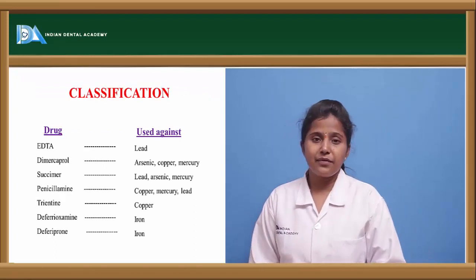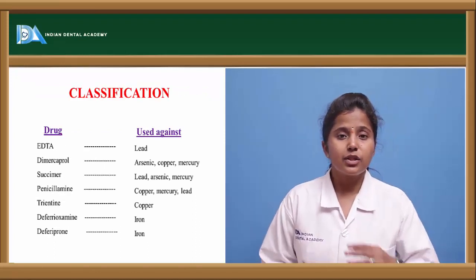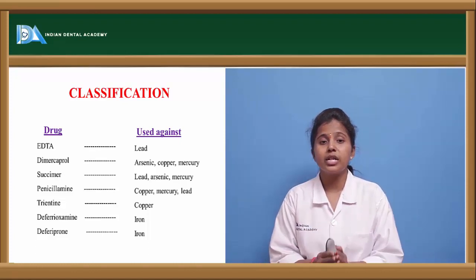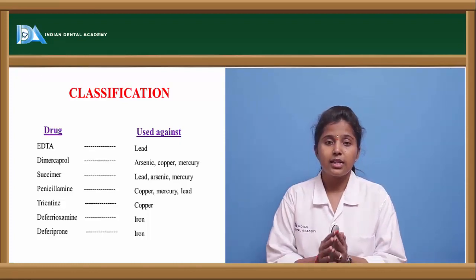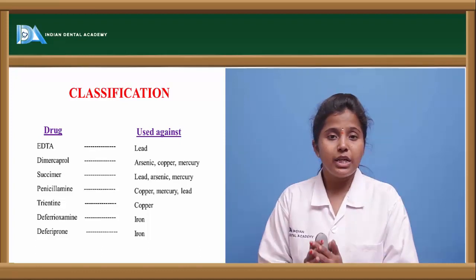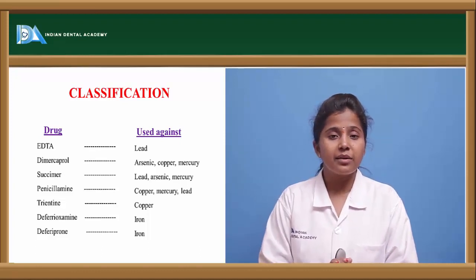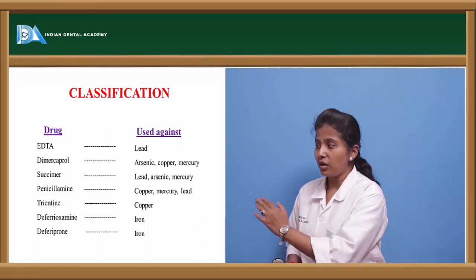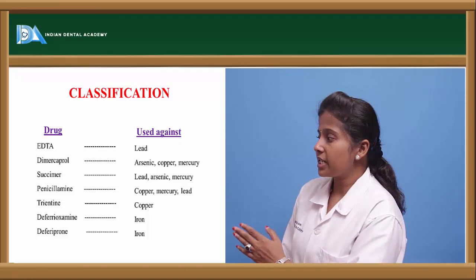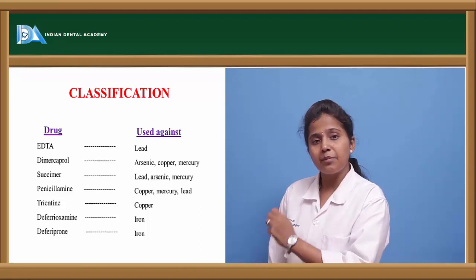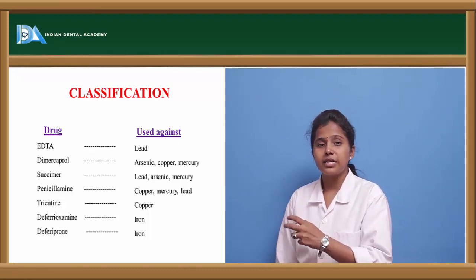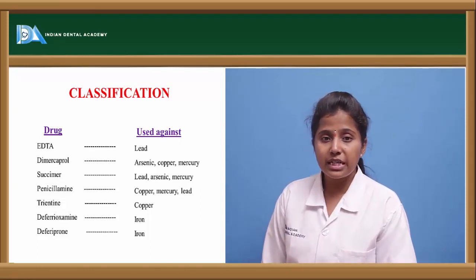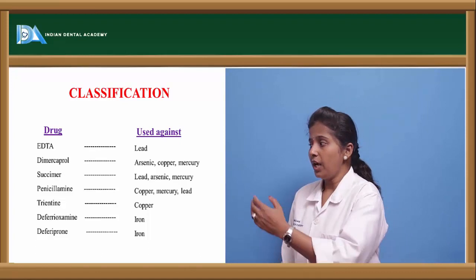Let us see the classification of these chelating agents. These chelating agents are classified based on which heavy metal poisoning they are used for. There are various heavy metals. So each and every drug can't be used for all heavy metal poisoning. For example, see the drug called EDTA. EDTA is given when lead poisoning has occurred, or else it is used against lead. If lead is present in higher amounts or lead poisoning has occurred in the body, then EDTA is preferred.